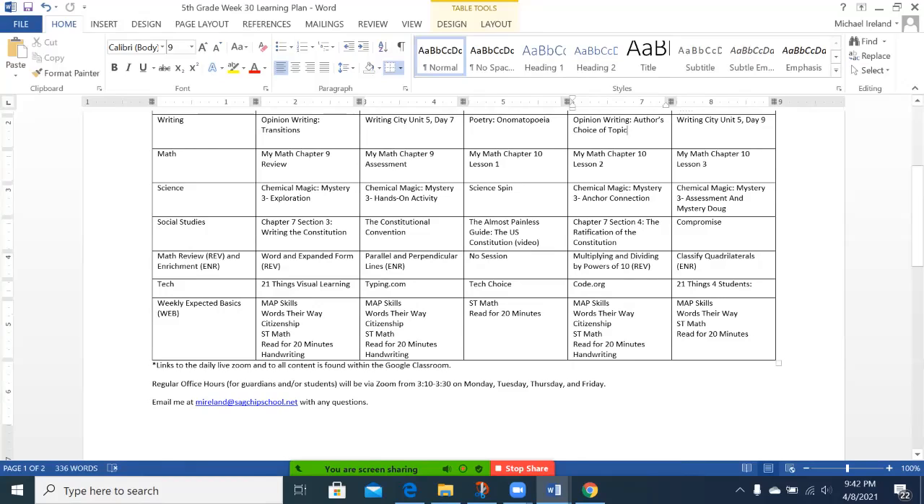Math review this week includes word and expanded form and multiplying and dividing by powers of 10. Our enrichment includes parallel and perpendicular lines and classifying quadrilaterals. For technology, two days with 21 Things for students. And then we also have our typing, tech choice, and code.org. Our web-based work, and these are a lot of the things that used to be the independent work in the past, includes map skills, Words Their Way, which is our spelling program, citizenship, ST Math, reading for 20 minutes, and handwriting.